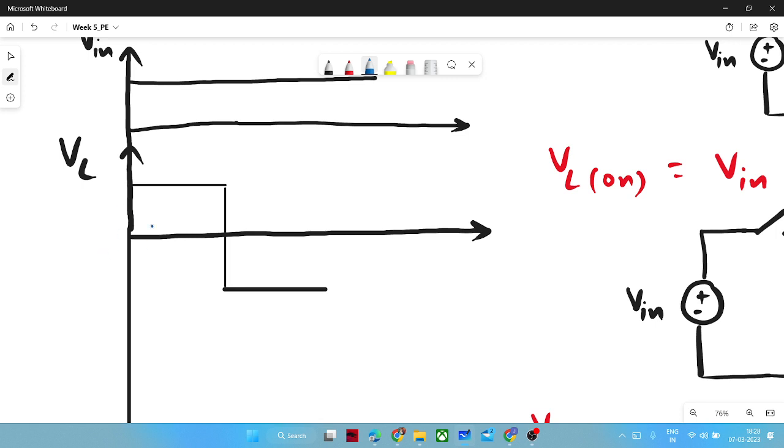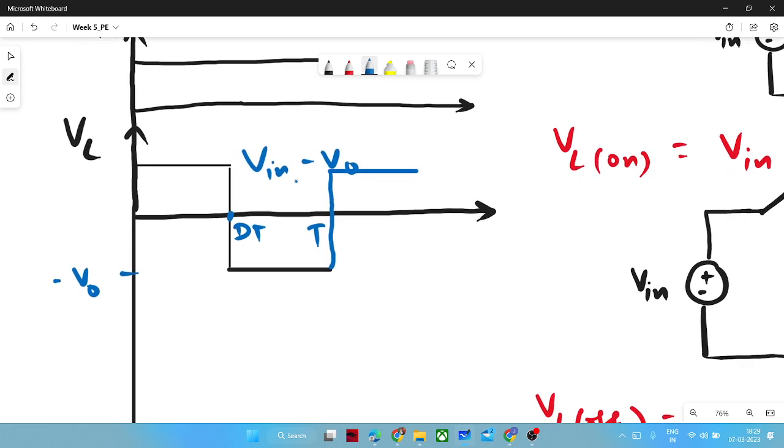So during the off period, the value of VL was minus V naught, and during the on period it was V in minus V naught. This time stamp was dt, and here it was t. And it can go further as well. With every time period, it will be repeated.